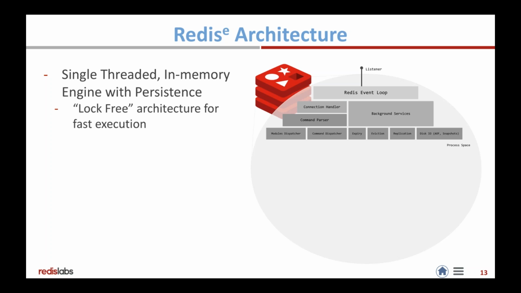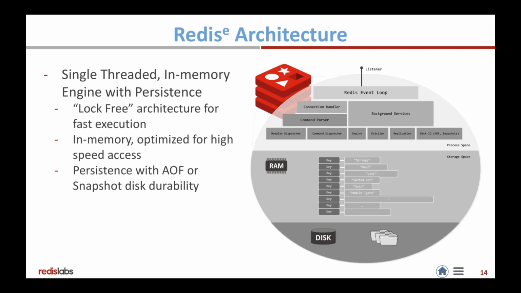your command. On the right side, we have background services, so things like expiry, eviction that we have to manage that address the full set of keys that are in the shard. Operations like replication or disk I/O are background services and processes that we run. So this is the process space.